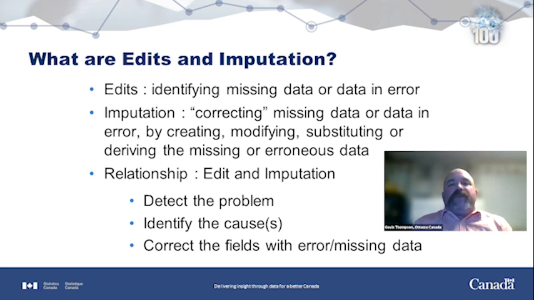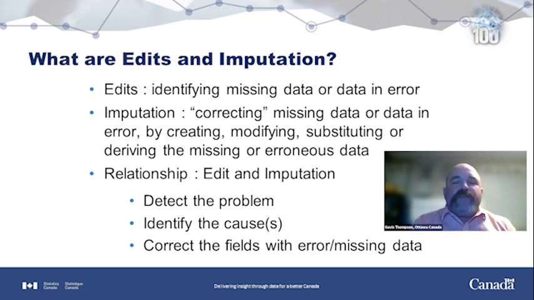Okay, so what are edits and imputations? An edit identifies missing or erroneous data, and then the imputation corrects it. So the relationship between edit and imputation is that the edit detects the problem and blanks out the value, and then the imputation process you're using will come in and fill in an answer.